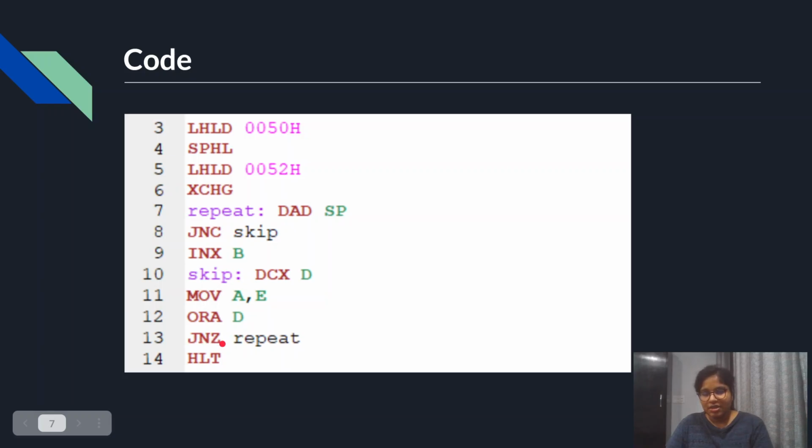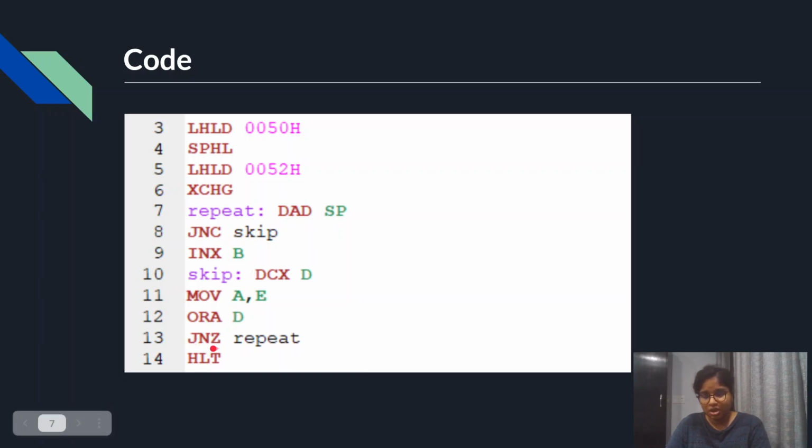The JNZ is again a conditional jump, and REPEAT is the label which signifies where the jump has to be executed. You may remember that we saw the REPEAT label earlier at line 7, and it is signifying that the jump has to be executed at the addition command, that is the addition of SP into HL.